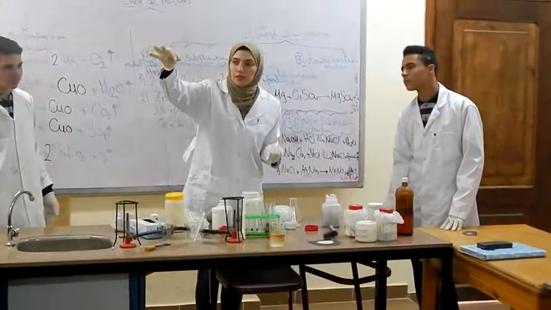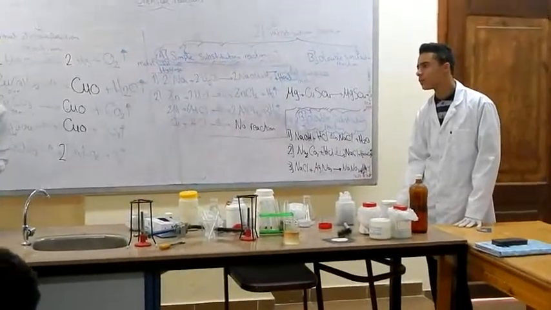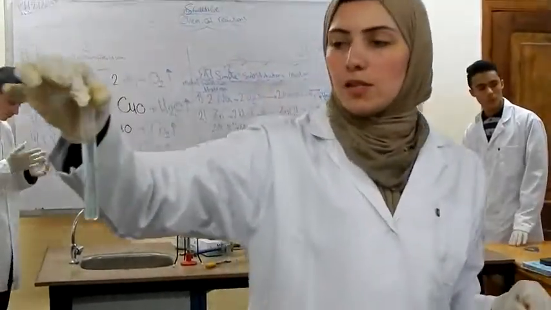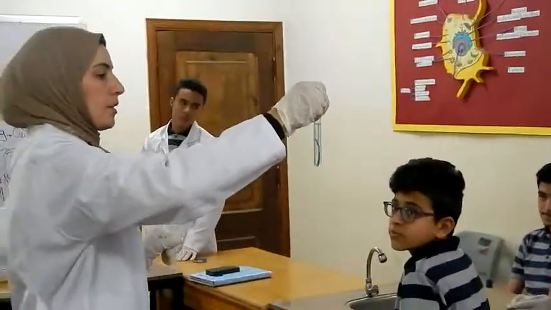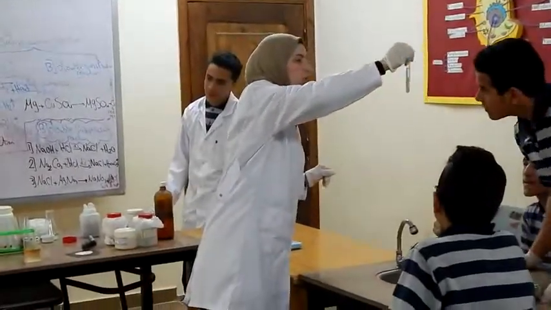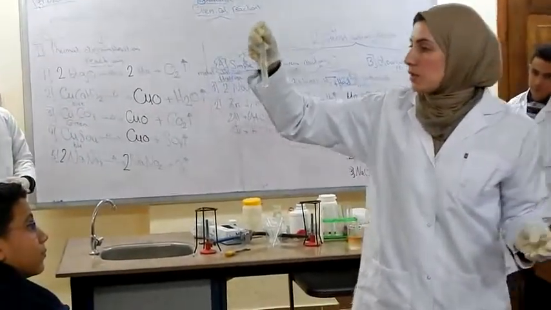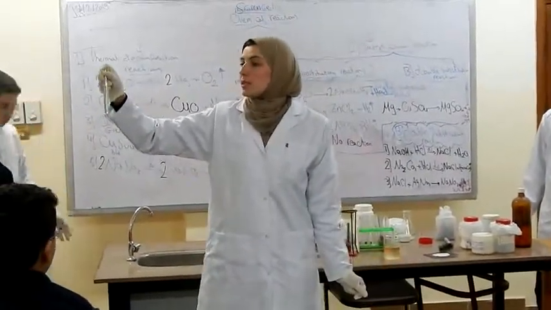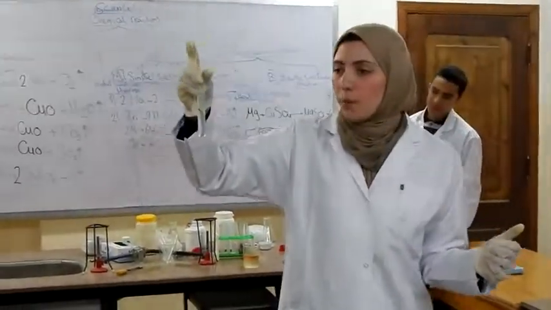The blue color disappeared by time. The blue color will disappear part by part, and the magnesium metal changes to red copper, a red precipitation of copper. Magnesium substitutes copper part by part.